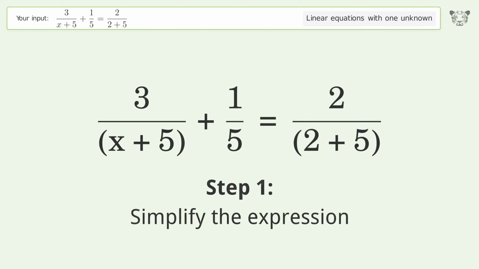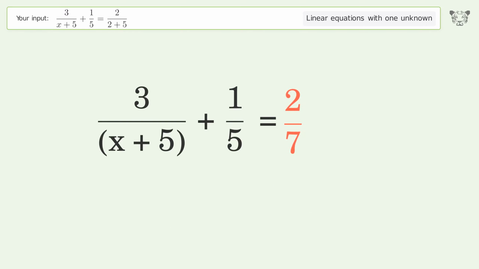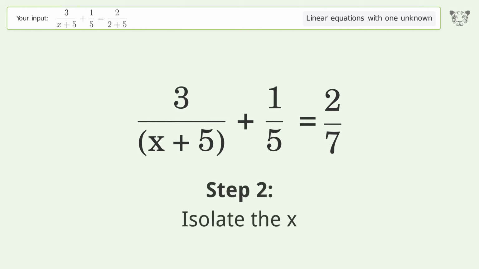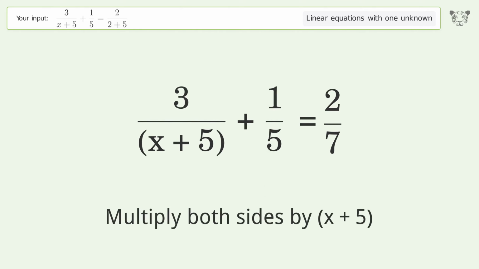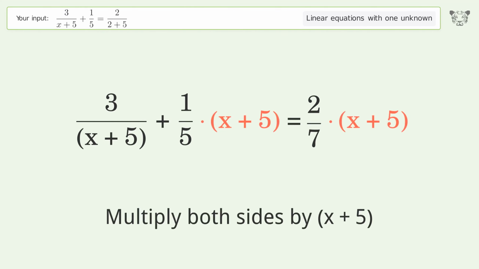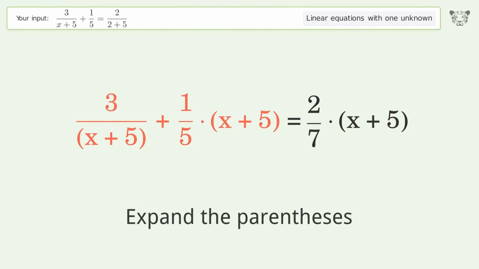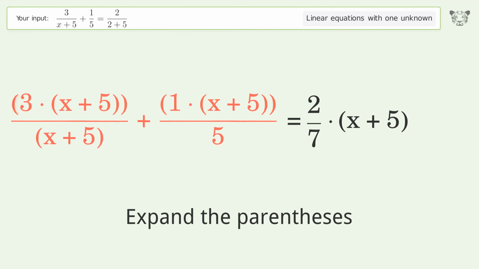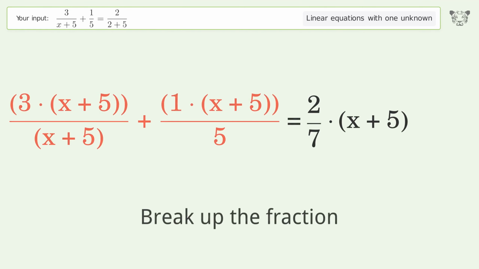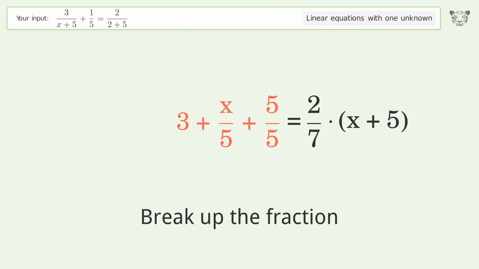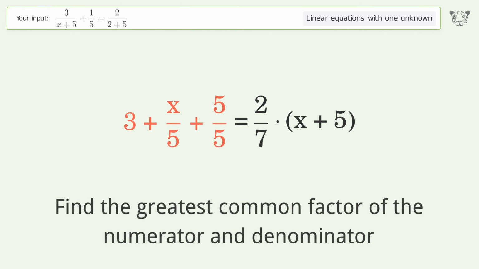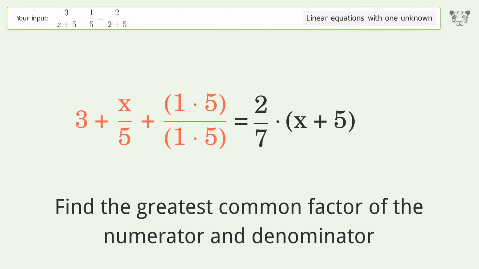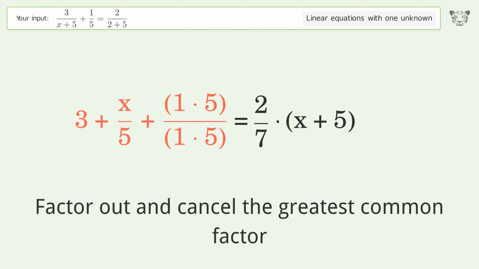Simplify the expression. Isolate the x. Multiply both sides by x plus 5. Expand the parentheses. Break up the fraction. Find the greatest common factor of the numerator and denominator. Factor out and cancel the greatest common factor.